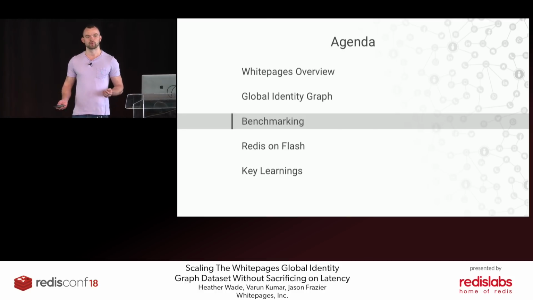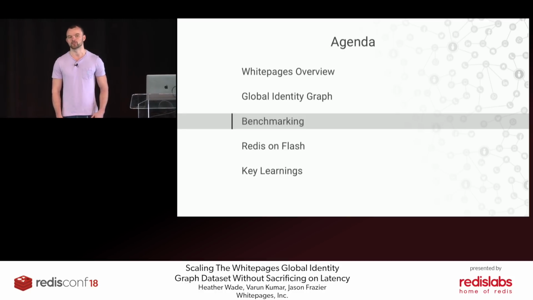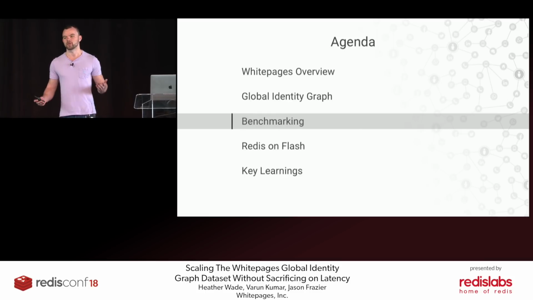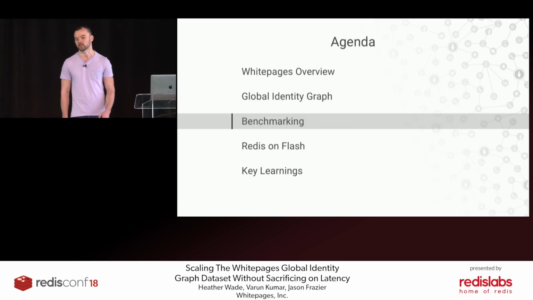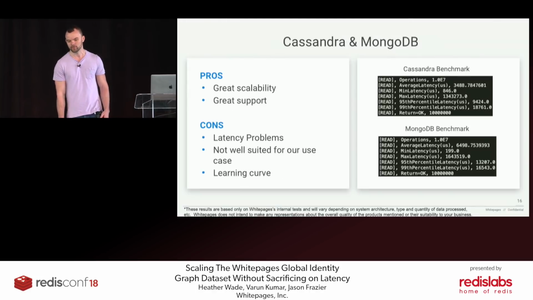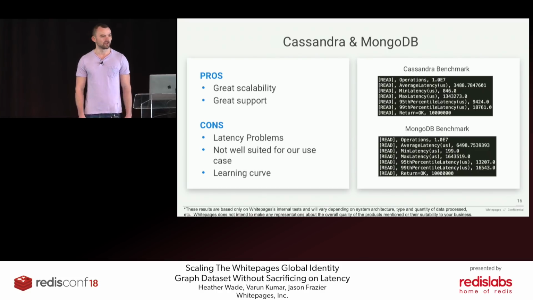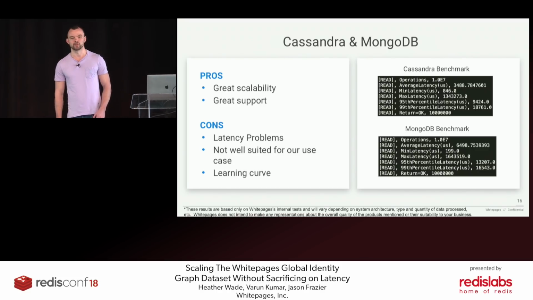So for most of our benchmarking, we used the Yahoo Cloud Serving Benchmark tool, mainly because it had built-in support for a whole bunch of different technologies and helped us eliminate as many variables as possible when it came to getting our results. The first 2 technologies we benchmarked were Cassandra and MongoDB.